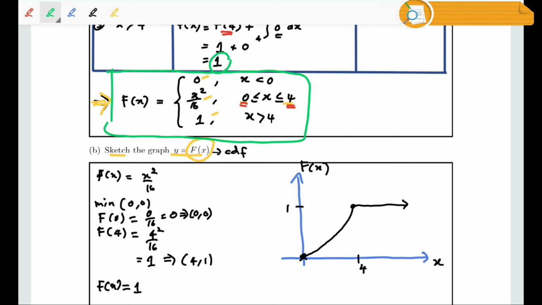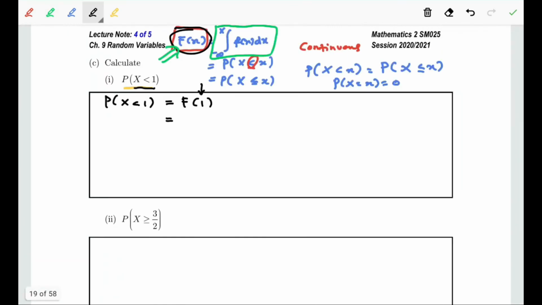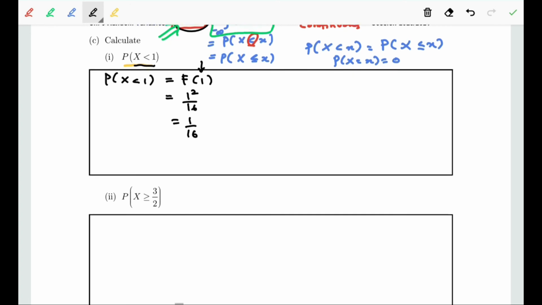Now we are going to substitute x equals 1, so we have to find out where the location of x equals 1 is. Obviously x equals 1 is in between this interval, located here. So we are going to substitute 1 into x squared over 16. So it should be 1 squared over 16, and the answer is 1 over 16. Okay, so we have settled part 1.